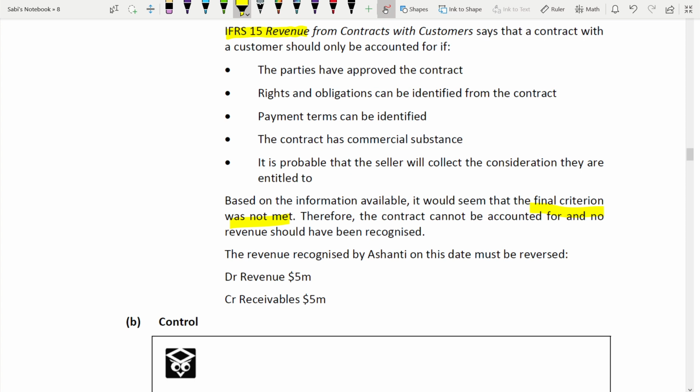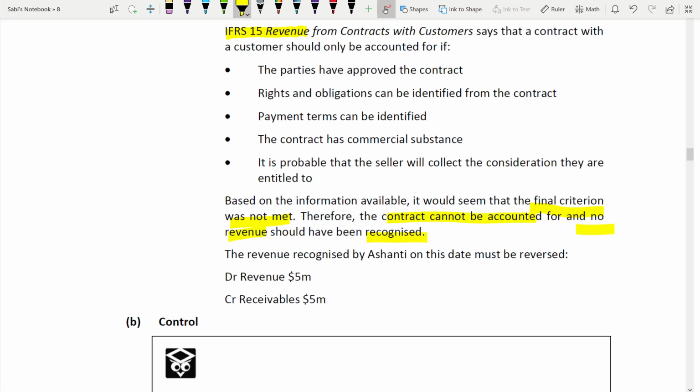It's not that if you meet the other 4, it's a sale. All the 5 have to be met. If any one of them has not been met, then it's not recognized as revenue. That's it. Simple. So the contract cannot be accounted for and no revenue should have been recognized. That's why we have deducted the 5 million from revenue, because you cannot recognize the revenue.